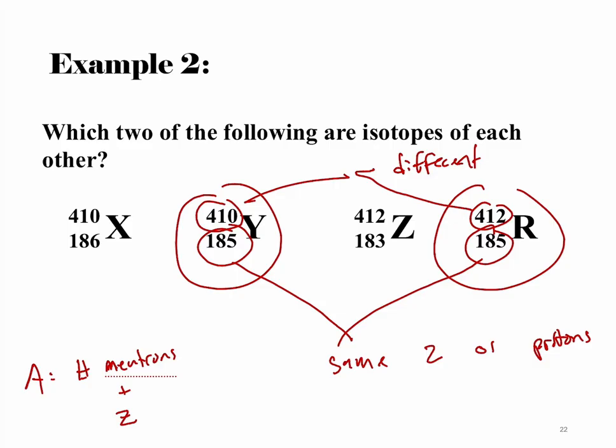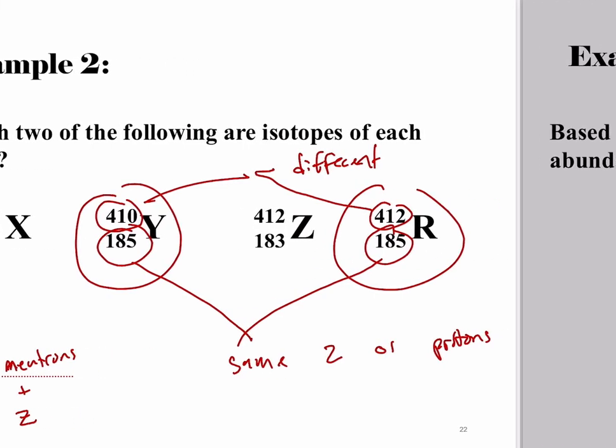X and Z, for example, have different mass numbers and different numbers of protons, so those can't be isotopes. X and Y have the same mass number, but they have different atomic numbers, which means they have different protons, so they are not isotopes. All right, any questions on that?